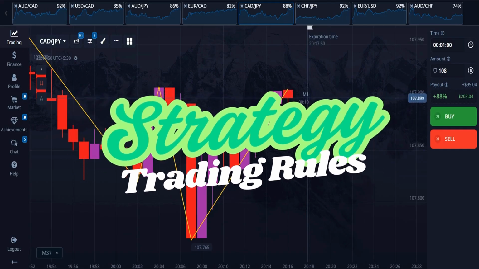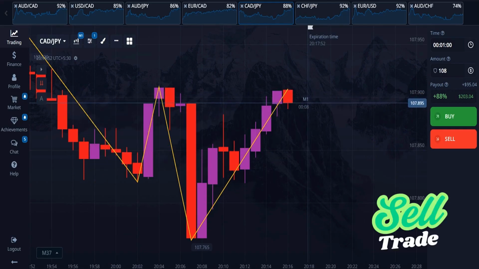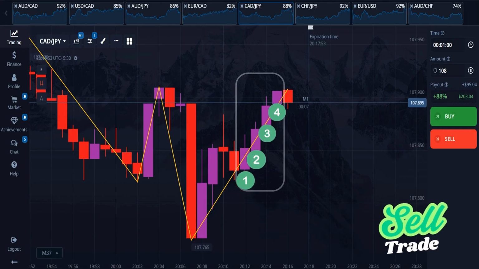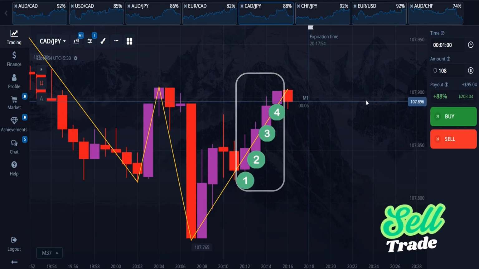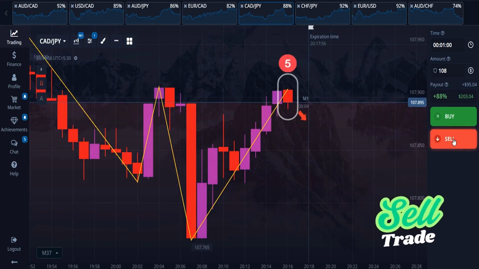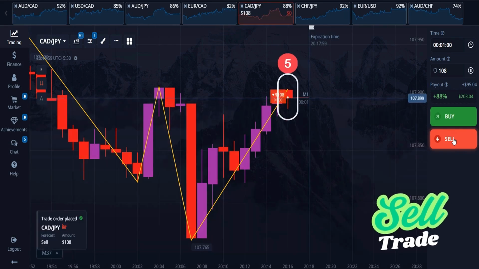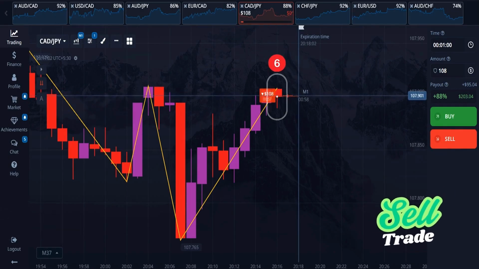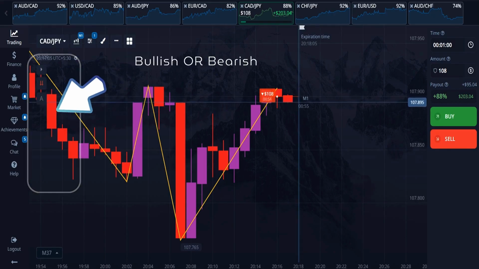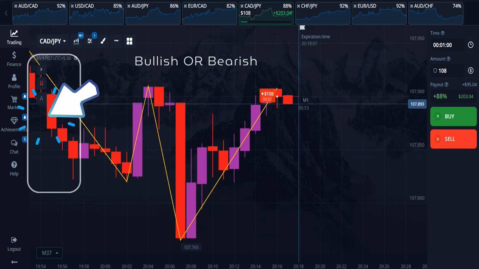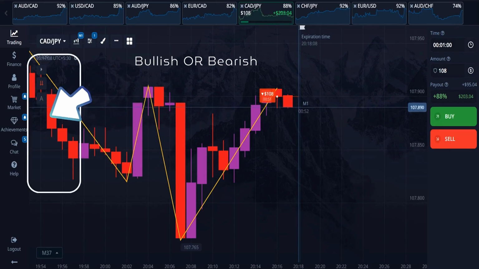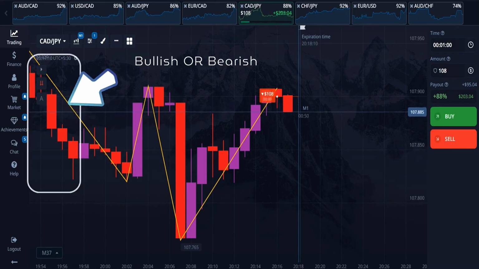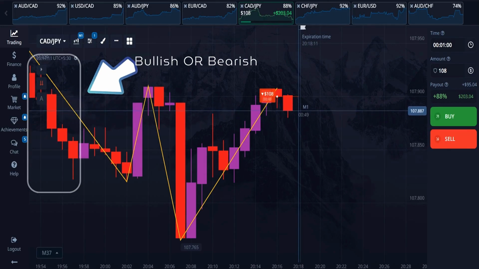Now, let's break down this strategy step by step. Sell trade setup. Look for 4 consecutive bullish candles on the chart. The 5th candle should be bearish. At this moment, if the Zig Zag indicator is pointing upwards and positioned above the 5th candle, enter a sell trade on the 6th candle with a 1-minute expiry. If more than 4 bullish candles form before a bearish 5th candle appears, don't worry. I'll show you how to handle this later with live examples, so stay tuned.